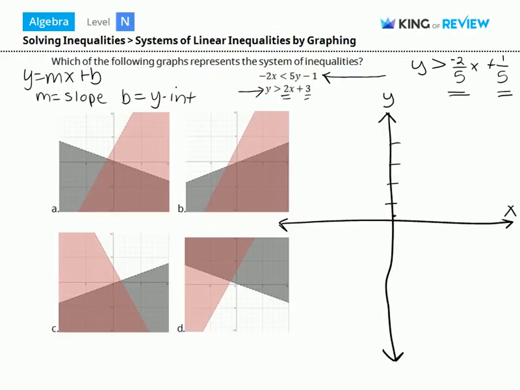And next we have a negative slope of negative 2 over 5. So this means it will go down 2 over 5. So if we go down 2 and over 5, our next point is right here. And we see we have a greater than sign. This means we're going to use a dotted line to connect our 2 points.